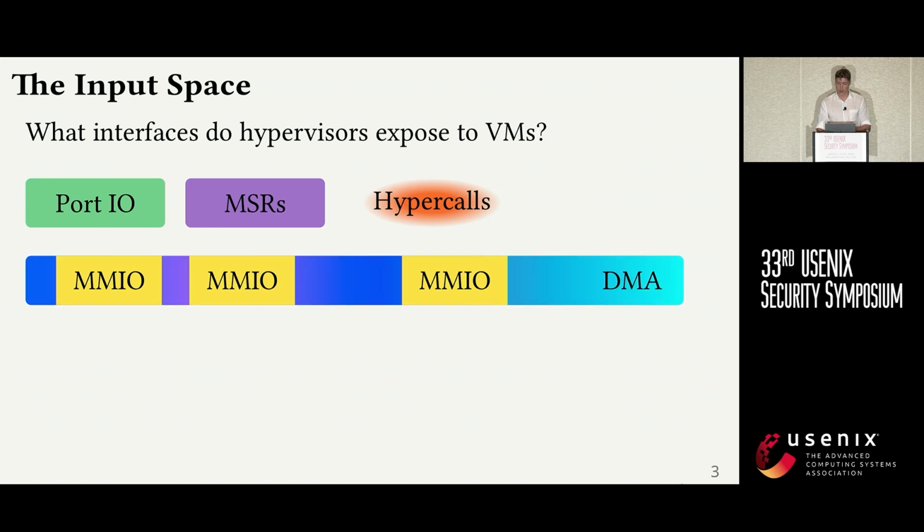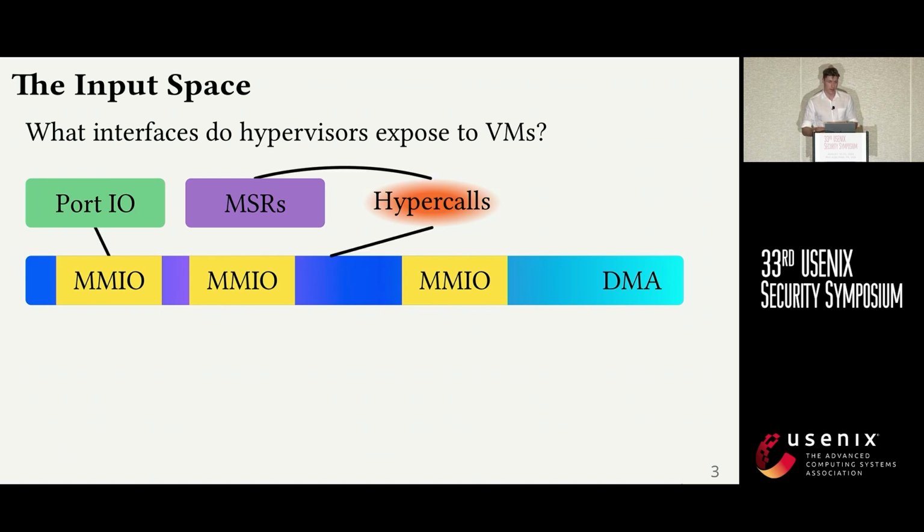And last but not least, there's also direct memory access. Direct memory access allows the hypervisor to interact with any region in the guest memory while handling any of these other requests. So while handling an MMIO request, for example, the hypervisor can go ahead and read data from the guest memory as well. And this counts as part of the input space. And DMA is really what makes high-performance applications such as storage, networking, and display possible.